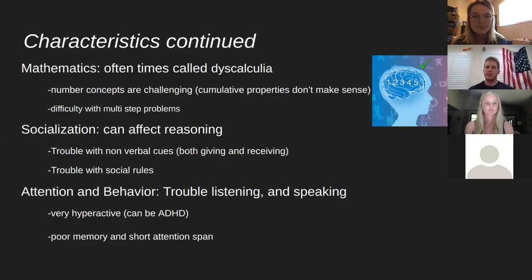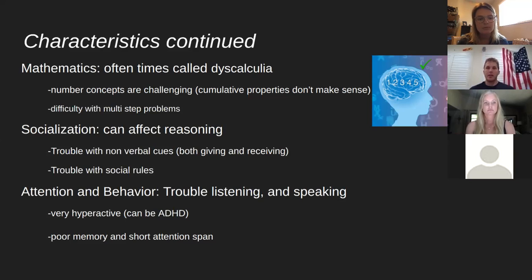So those basic pieces can build into socialization, which actually affects their reasoning. Trouble with nonverbal cues, both giving and receiving, and then trouble with social rules because they don't understand that if somebody's looking away from you, they're not interested. They may think, oh, they're distracted by something over there. They cannot literally put those two concepts together because they don't understand the fundamental bases of each concept individually. So while that is written in mathematical terms where they can't put the concepts of 1 and 1 together, it's a socialization factor.